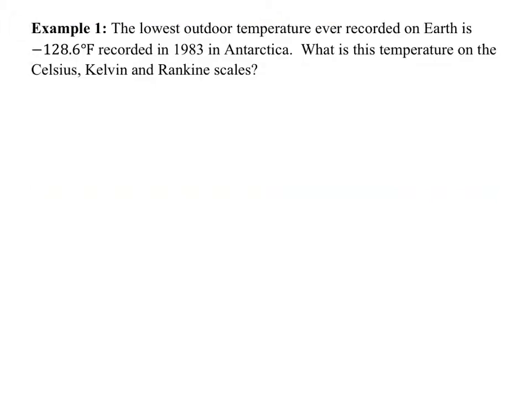So let's look at this first example, very simple math. We're told that the lowest outdoor temperature ever recorded on Earth was negative 128 Fahrenheit in Antarctica in 1983. Negative 128 Fahrenheit. It's way below freezing. Really cool. Let's figure out what that is in those other 3 scales.